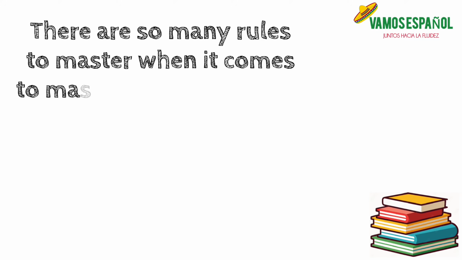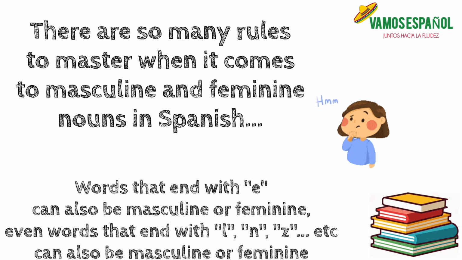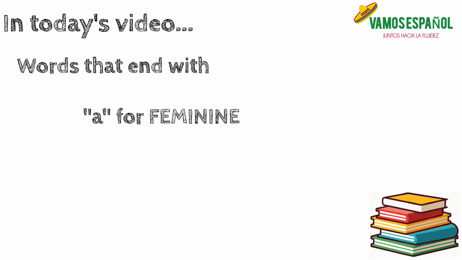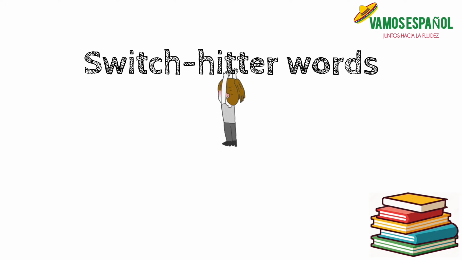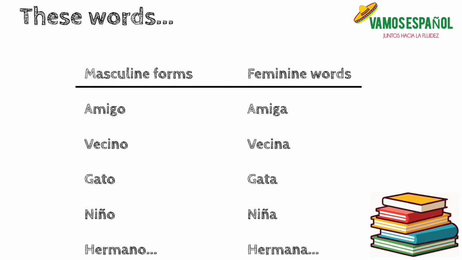Now, there are tons of rules and words when it comes to masculine and feminine nouns in Spanish. But for the sake of this video, we're keeping it simple. We're only going to focus on words ending with "e" for feminine and words ending with "o" for masculine. In Spanish, we have what we call the switch hitters, and these are simply words that have both masculine and feminine form. Generally, words like this like to keep their options open, if you know what I mean.